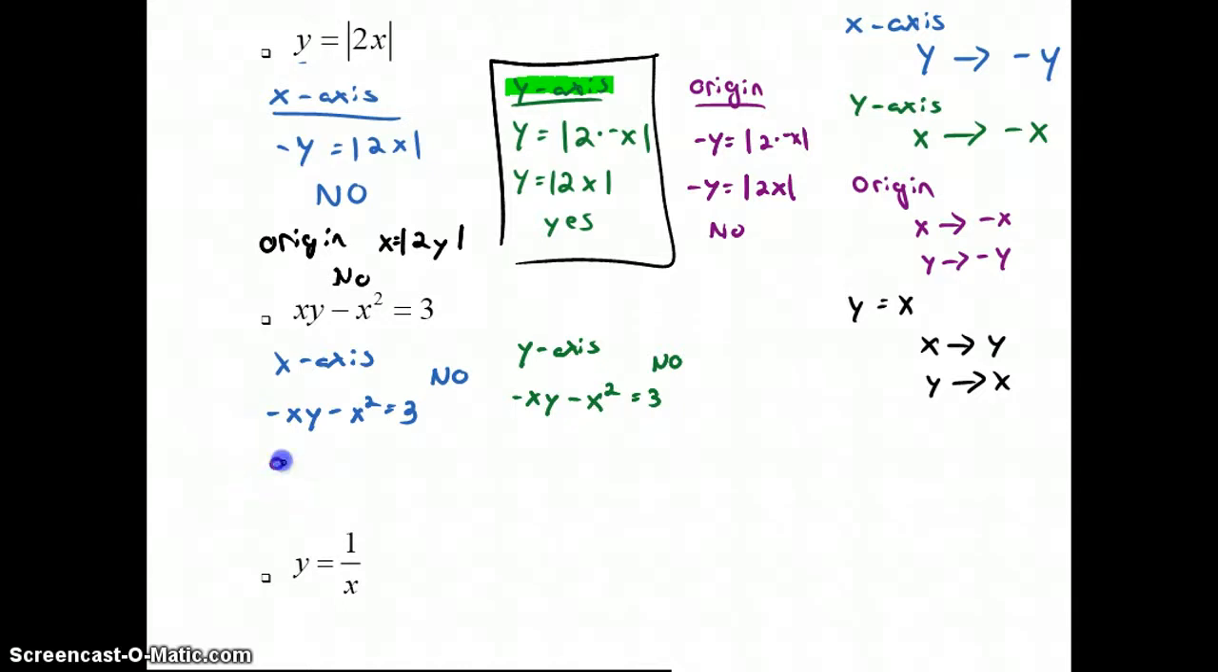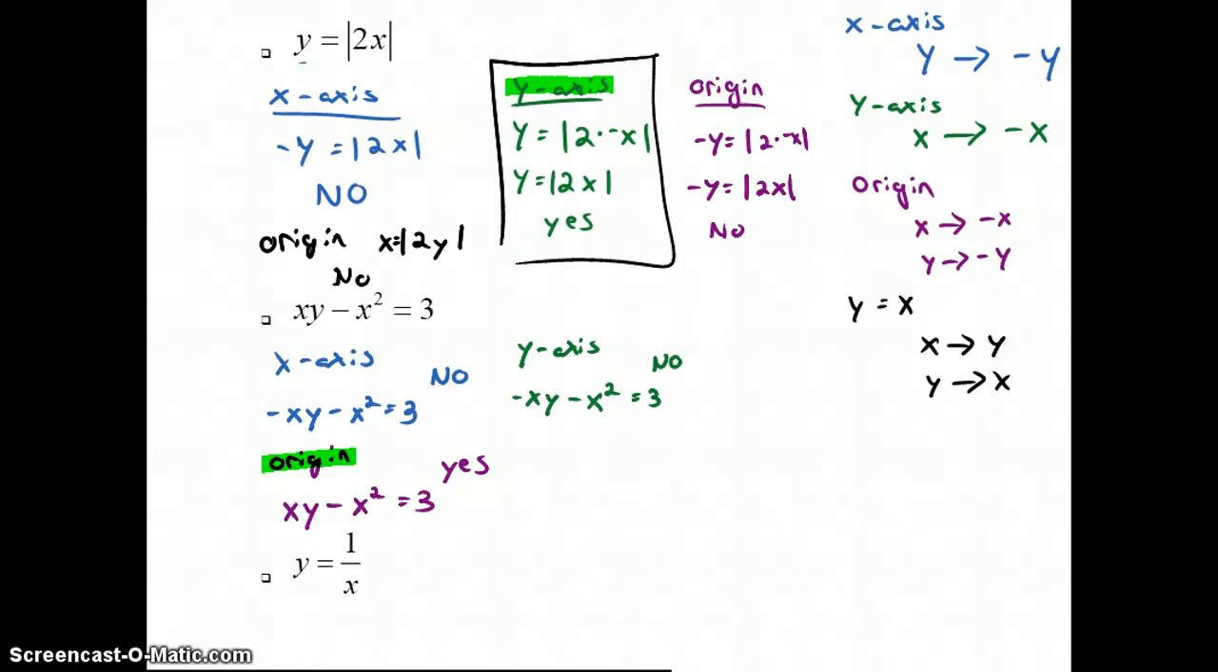Let's go to the origin. Negative x times negative y. Well, that'll just be positive xy. Two negatives make a positive. Minus negative x squared is x squared equals 3. Oh, look, it is exactly the same. Yes, it is symmetric about the origin. There is one of your symmetries.